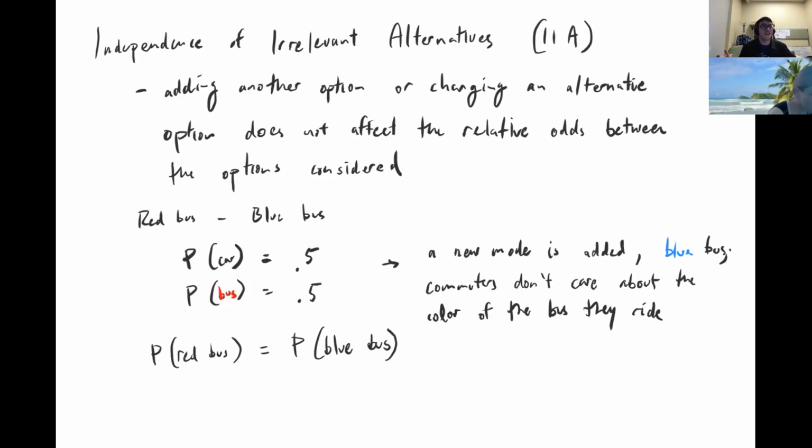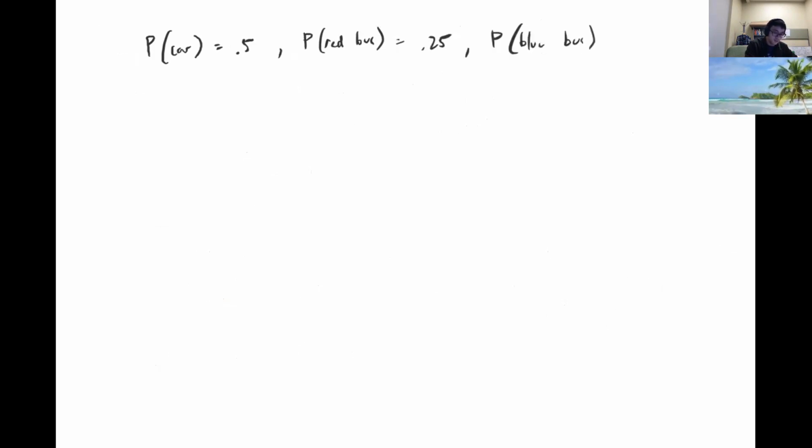And it makes sense, right? Most people don't really care about what's painted on the side of the bus or the color of the bus. It's not like a blue bus comes by to the bus station and you're like, oh no, I'm not going to get on this bus because it's blue. I'm going to wait for the red bus. They're exactly the same. And so you might think that then the probability of the car equals 0.5, and then the probability of the red bus would be equal to 0.25, and the probability of the blue bus would be 0.25.